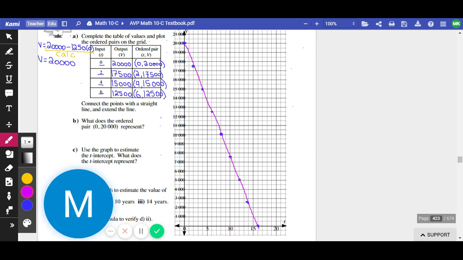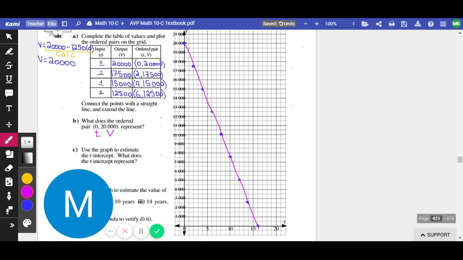Question B. What does the ordered pair 0, 20,000 represent? This is a word problem. All right? Word problems have meaning to them. This isn't just data, this is meaningful data. So when they say 0, 20,000, we need to remember what x is and what y is. For us, x is t and y is b. This means I can interpret this point using t and b instead of x and y.